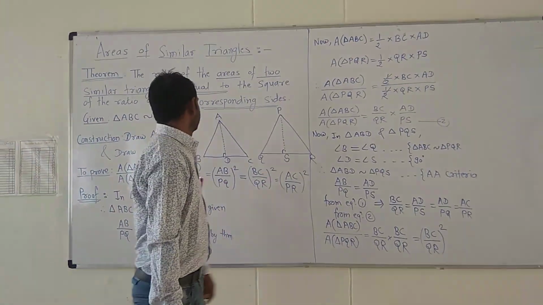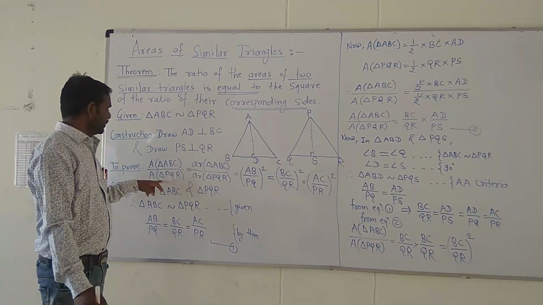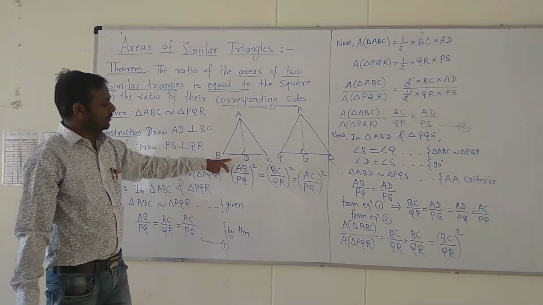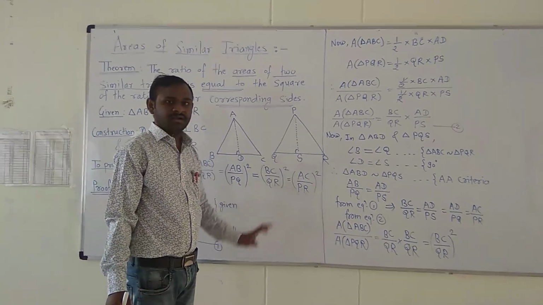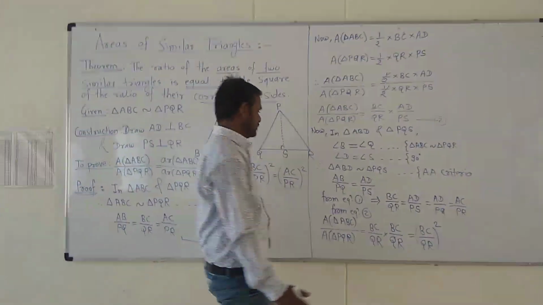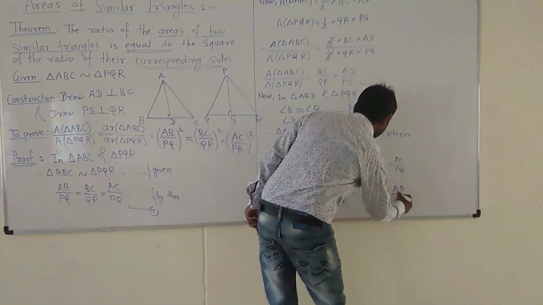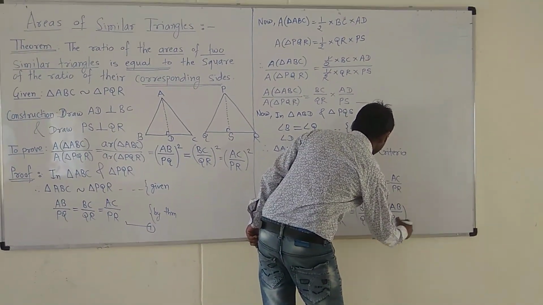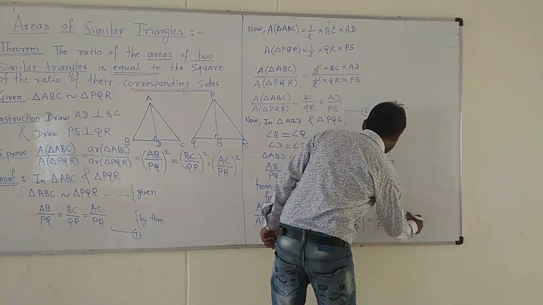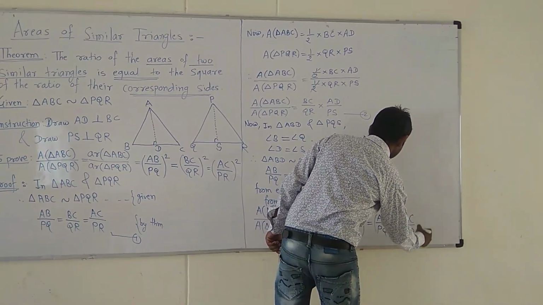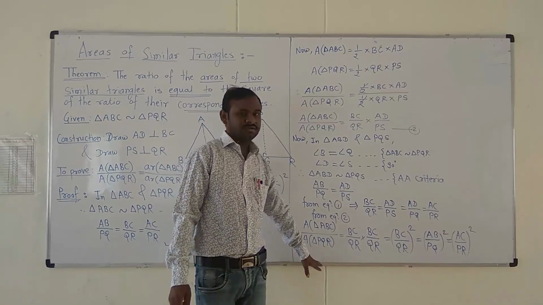So it is proved, because it was given to prove that area of triangle ABC upon area of triangle PQR is equal to AB upon PQ whole square, or BC upon QR whole square, or AC upon PR whole square. This is our proof. Thank you.